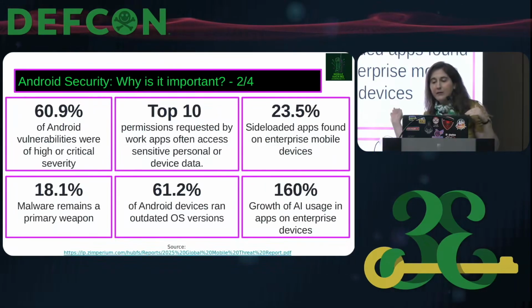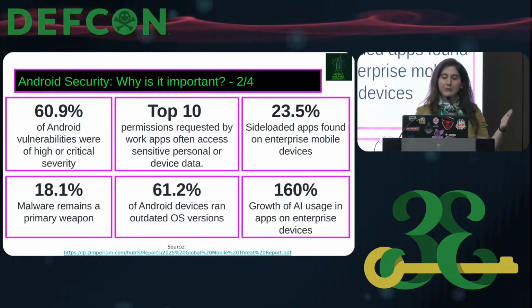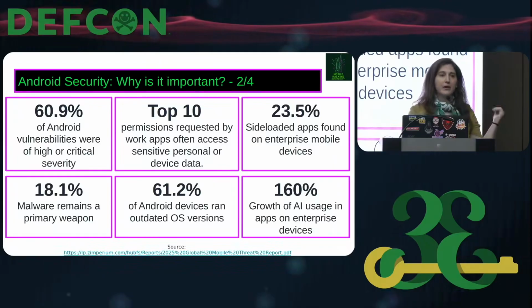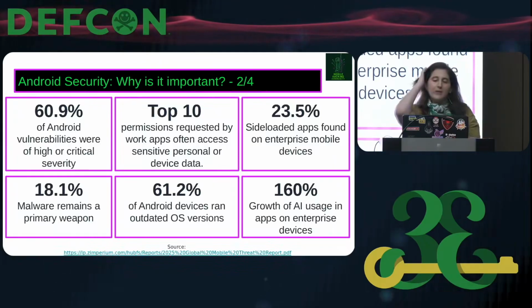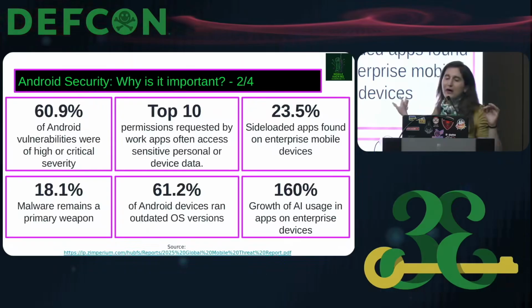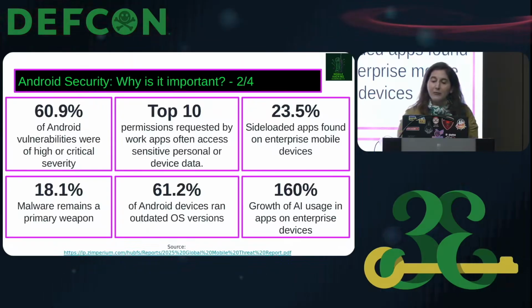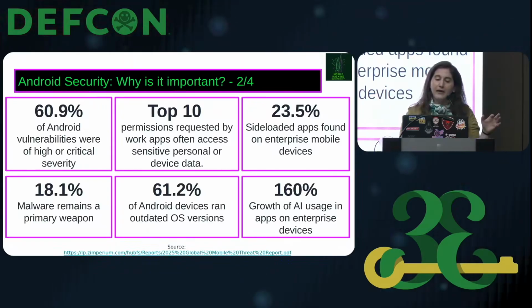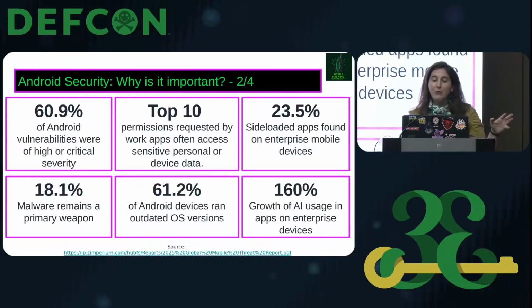So here are some figures. They come from Zimperium's Global Mobile Threat Report that was published in early 2025. I really think that all of these are quite alarming. But to mention only 2, first, according to the report, 61.2% of Android devices were running out-of-date operating systems during 2024.